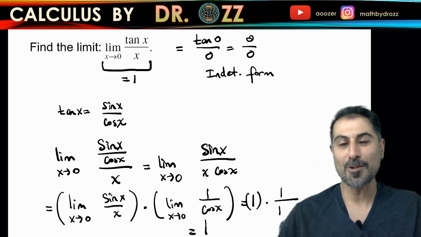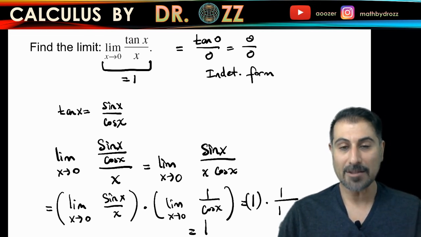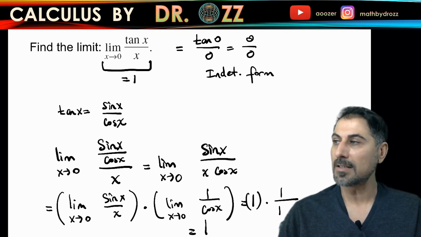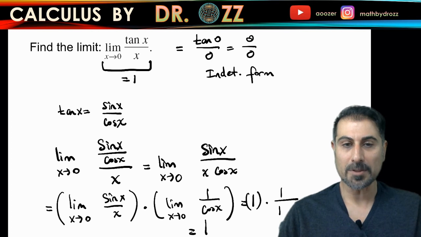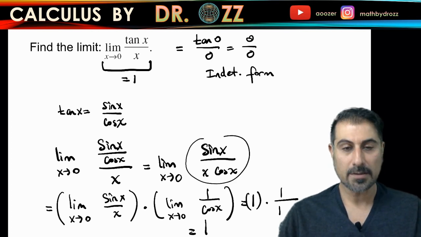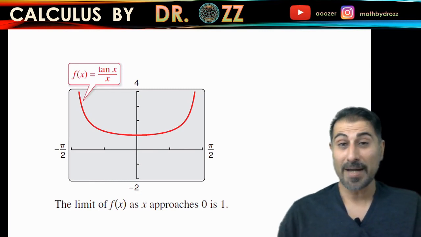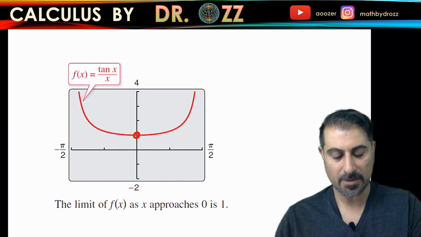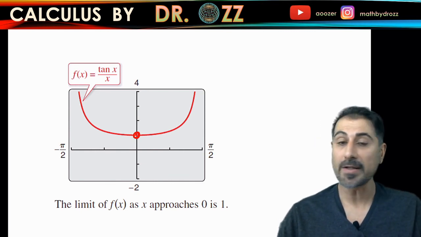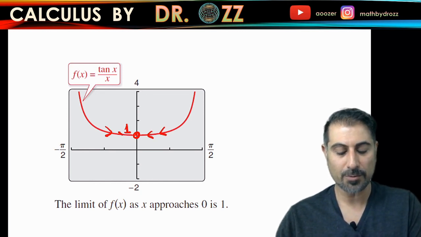And what did I use here? I used the known limit of sine x over x at 0, that's 1. Another property that I used here is that the limit of the product is the product of the limits. And you can graph the function tan x over x around 0, and you will see that this function is not defined at 0, so you have a hole over there. But you will see that this limit is exactly equal to 1 because the function values approach 1.